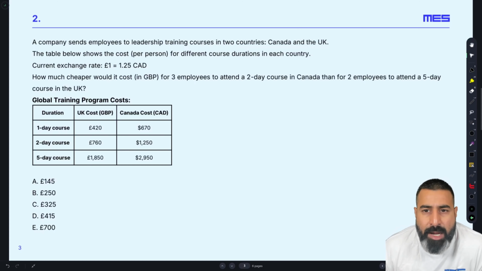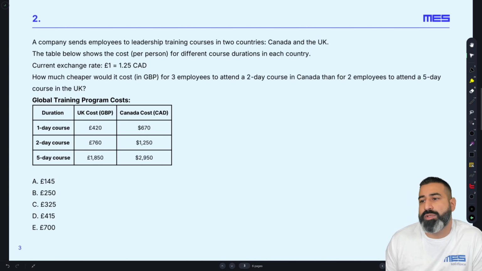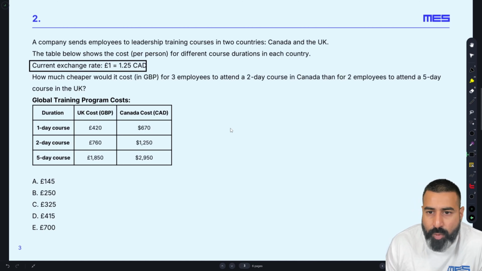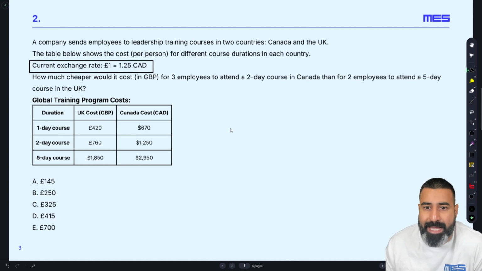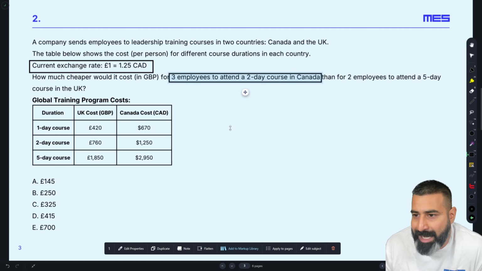Okay, so question 2. A company sends employees to leadership training courses in 2 different countries, Canada and the UK. So we've got a table below which shows the cost per person for different course durations in each country. And we're given an exchange rate of £1 equaling 1.25 Canadian dollars, CAD. So how much cheaper would it be for 3 employees to attend a 2-day course in Canada?